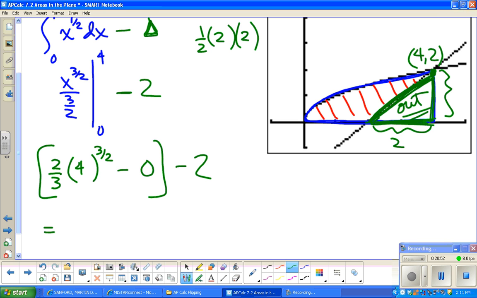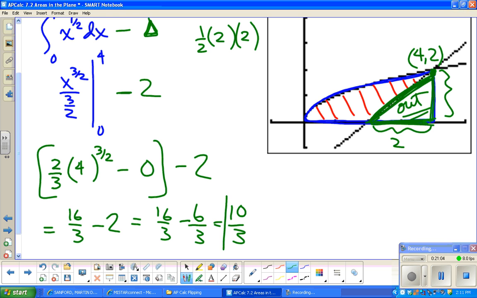Okay, so square root of 4 is 2, 2 to the 3rd is 8. This is 16/3 minus 2, also known as 16/3 minus 6/3. Wow, I'm going to get this right on the first try this time. Woo, I am excited. All right, so don't forget about just using regular area formulas. If you're finding an integral, you can use regular area formulas when it is a shape that you actually know a formula for.